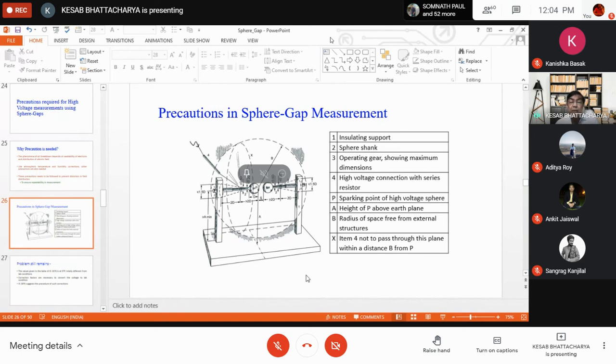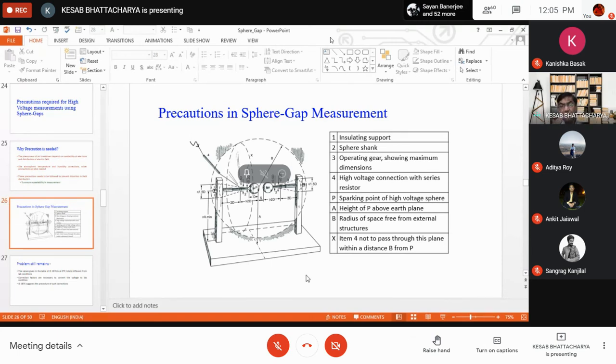But why the maximum dimension? Because this experiment is done in laboratories, but if you indiscriminately increase the ground clearance, you will gradually reach very close to the roof, which is also at ground potential. So you have to maintain a minimum distance from ground, and also a maximum distance from ground. These are the two dimensions.